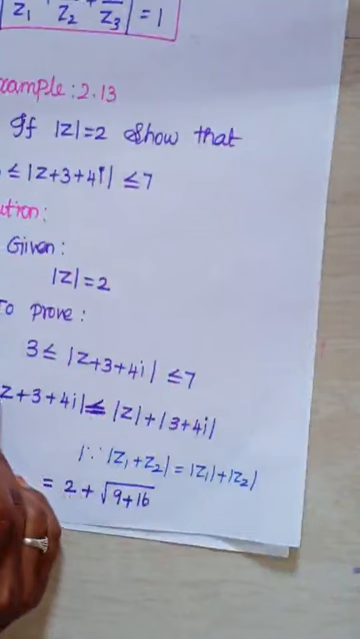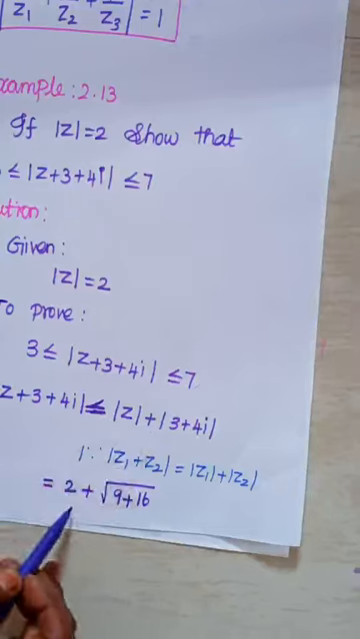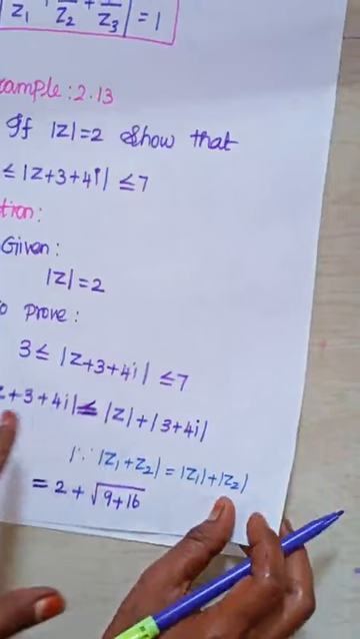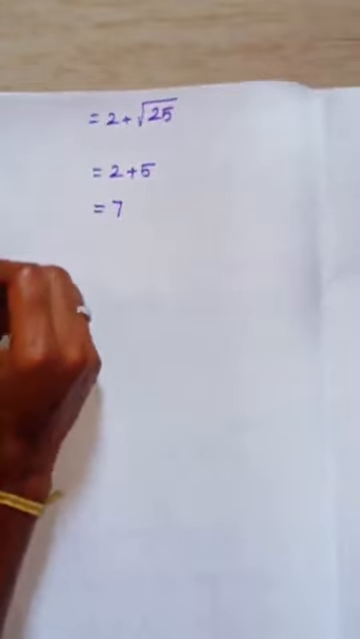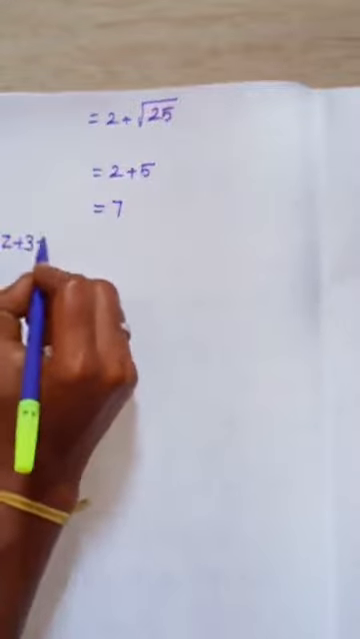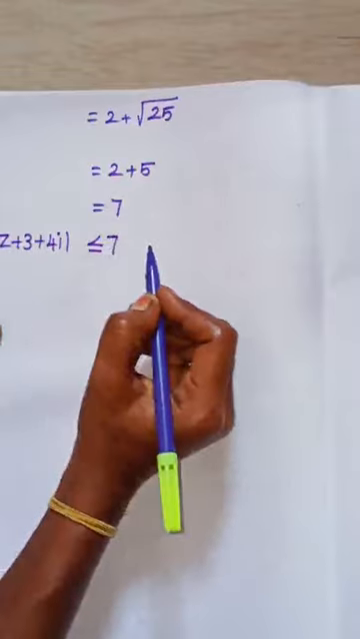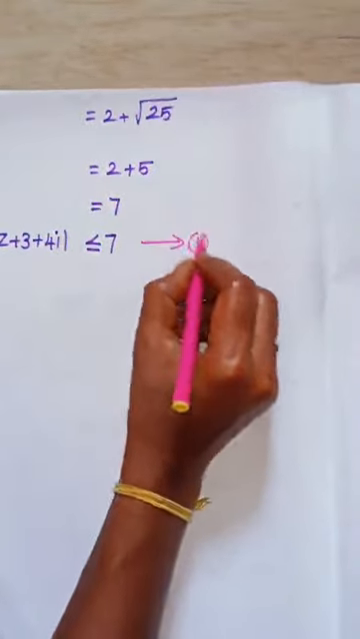What is the left hand side? Here the left hand side is modulus z plus 3 plus 4i. Here we follow these steps, so write it equal, but when we write the left hand side, we must use the less than or equal to symbol. Now, what is the LHS? LHS is modulus z plus 3 plus 4i, which is less than or equal to 7. Take it as equation number 1.